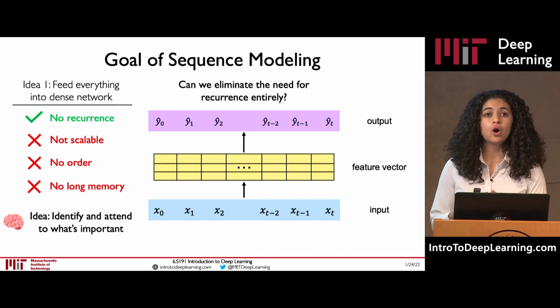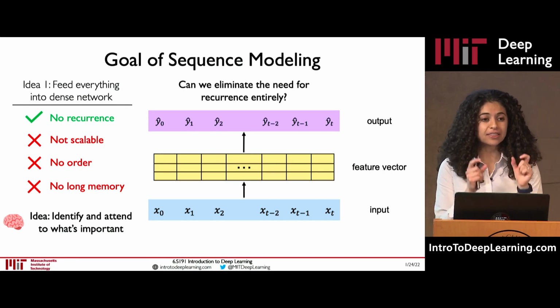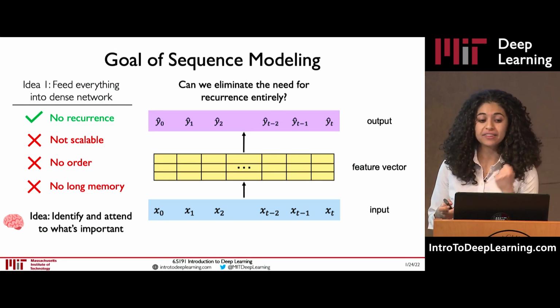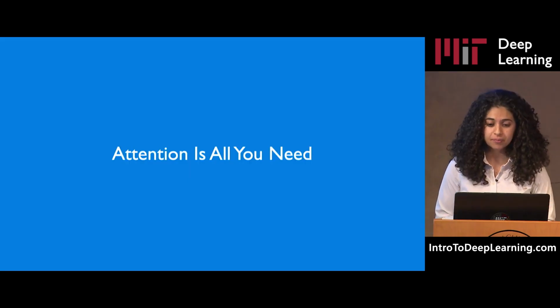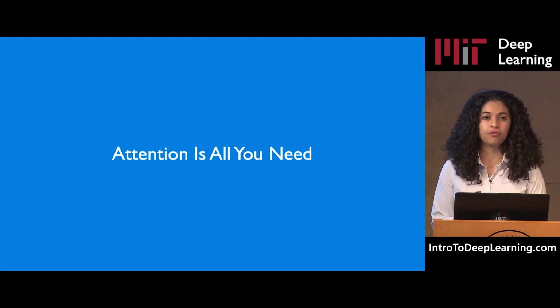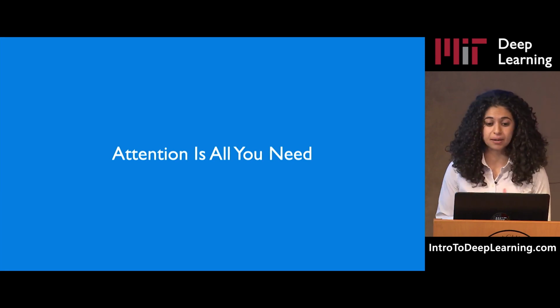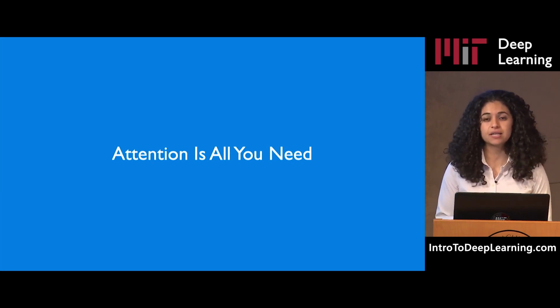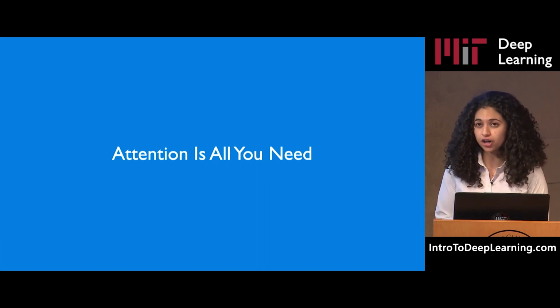Which intuitively we're going to think about as the ability to identify and attend to parts of an input that are going to be important. And this idea of attention is an extremely powerful and rapidly emerging mechanism for modern neural networks. And it's the core foundational mechanism for this very, very powerful architecture called transformers.